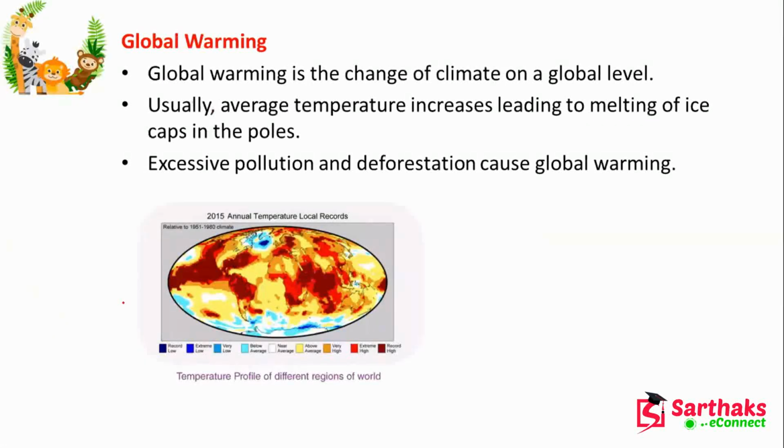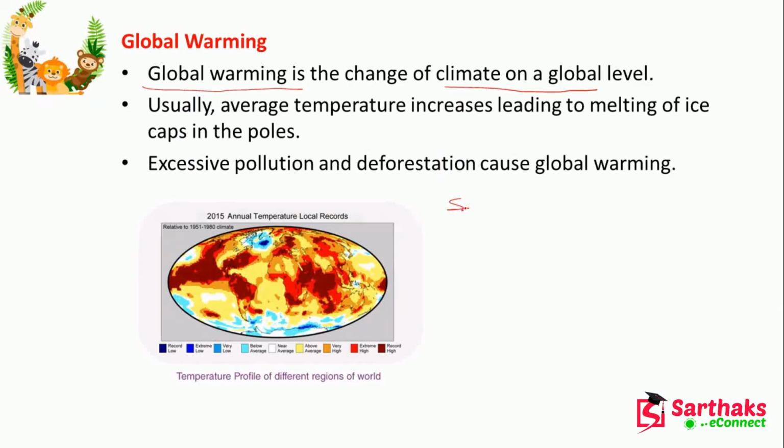Now, global warming. What we have done is deforestation. Due to deforestation, we have hampered our water cycle. We have changed the weather. That means the climate is too hot, and that's why we now hear the term global warming. Global warming is the change in the climate on a global level, and the average temperature increases, leading to melting of ice caps in the poles.